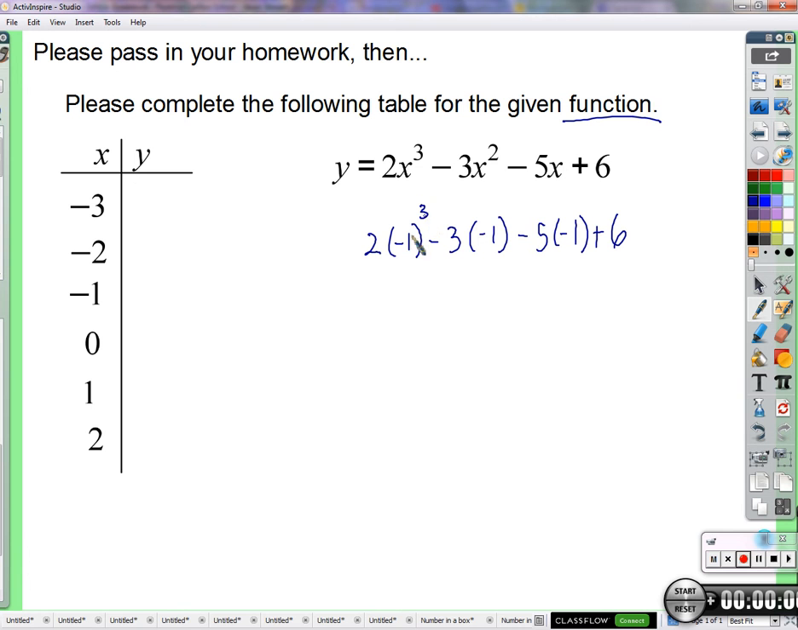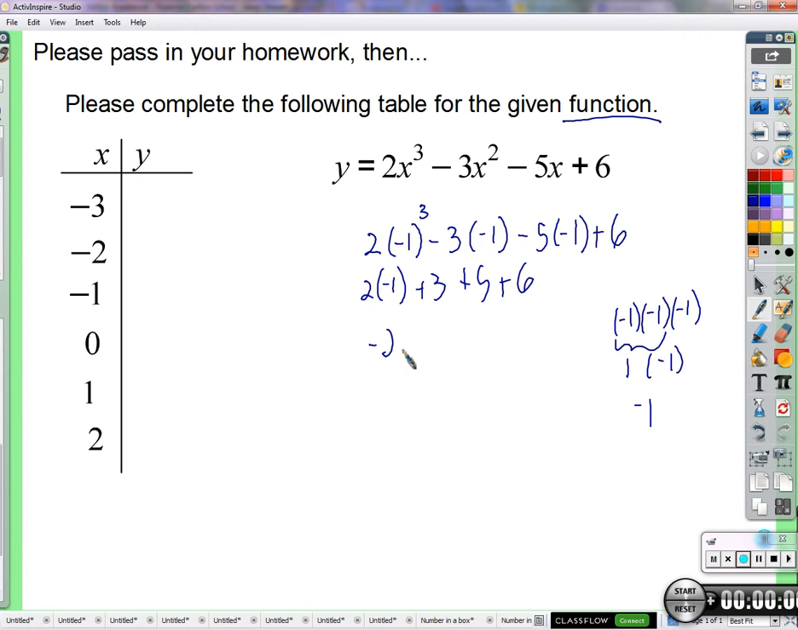What's negative 1 to the third mean? Not what is it, but what does it mean? Negative 1 times negative 1 is 1, but times a third negative 1, we get negative 1. This should help you with the signs. So any negative number that goes in there gets cubed, should come out negative, right? Three negatives multiplied together. So 2 times negative 1, negative 3 times negative 1 is positive 3, negative 5 times negative 1 is positive 5.